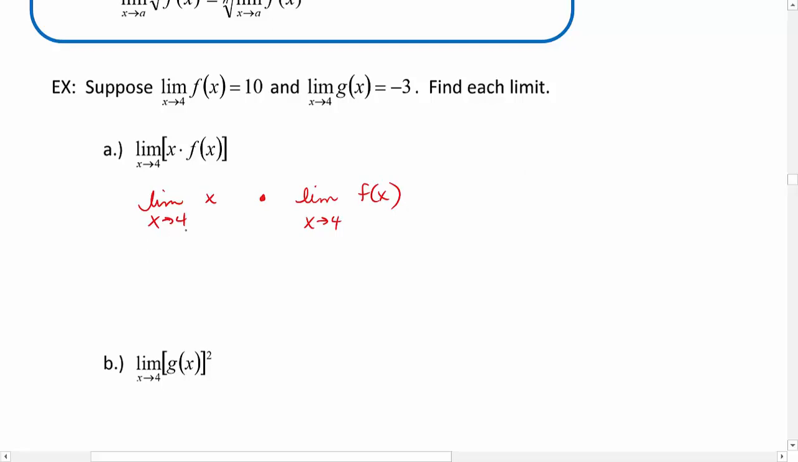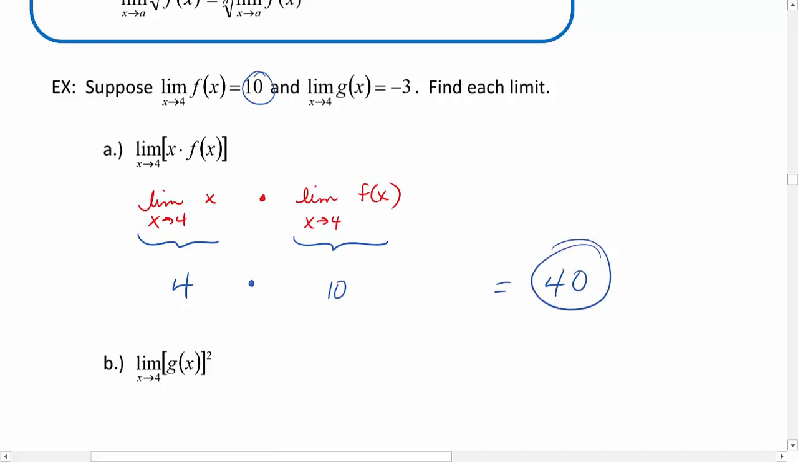The limit as x approaches 4 of x, using our identity function rule, becomes 4 times, now the limit as x approaches 4 of f of x was given above. That's 10. We get 4 times 10. Our limit is 40.